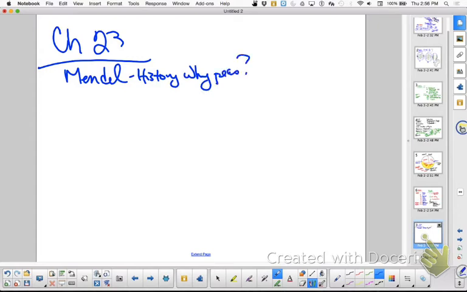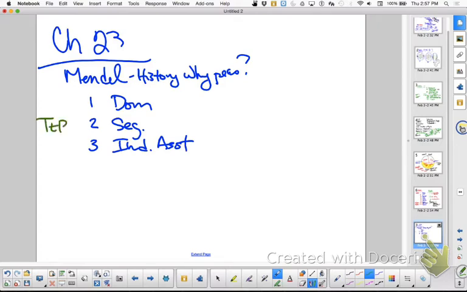Okay? He had 3 laws. What are the 3 laws? Segregation, dominance, and independent assortment. Do you need me to explain those? Yeah. Okay, so the law of dominance says, if I have this individual right here, they will be tall and they will be round. Why? Because big T is dominant over little t and big R is dominant over little r.